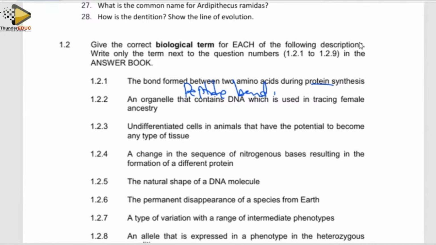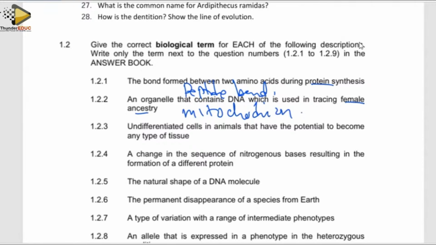All right, the organelles that contain DNA, which is used to trace the female ancestry. Remember, we have 3 organelles which contain DNA: the nucleus, which has the nuclear DNA, then the chloroplast, which has chloroplast DNA, and then the mitochondrion, which has mitochondrial DNA. But it's only the mitochondrion which is used to trace the female ancestor. Therefore, the answer is going to be mitochondrion.